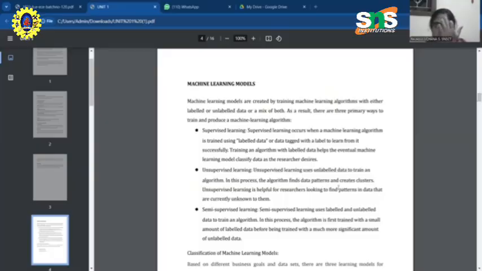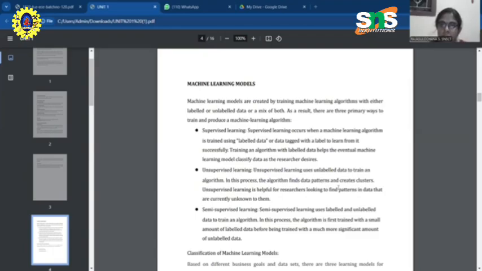So in the previous lecture series, we have seen what is machine learning, what is AI, what is deep learning, and we have seen what are the various components of machine learning. So in today's lecture series, we will discuss about the machine learning models. So these machine learning models are created by training the machine learning algorithms.